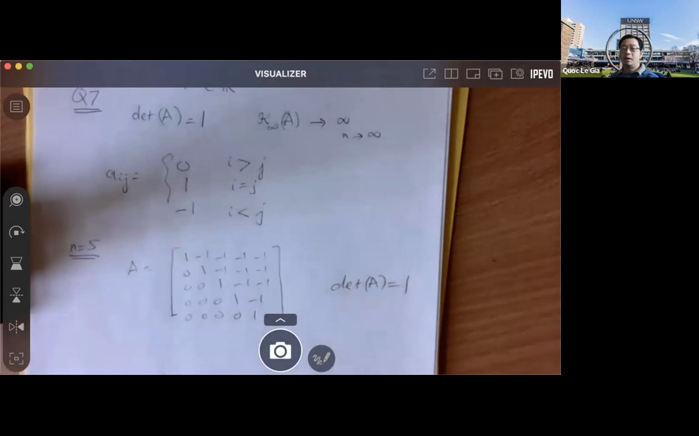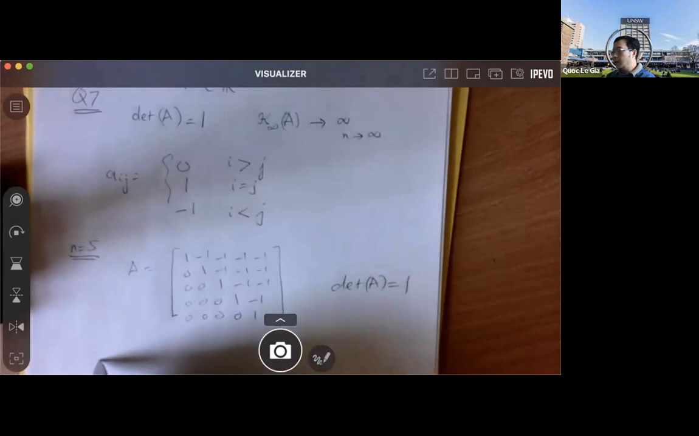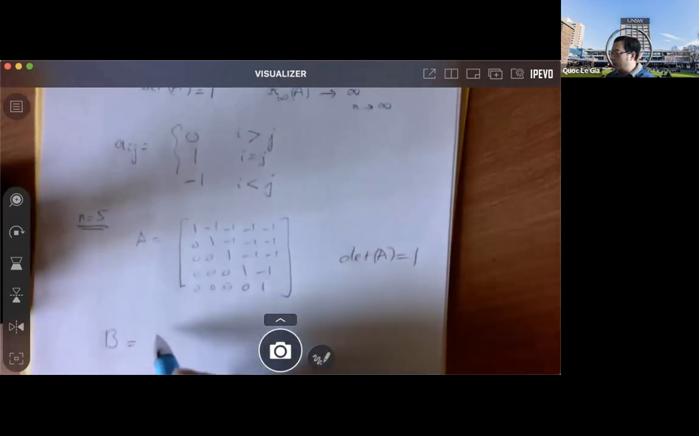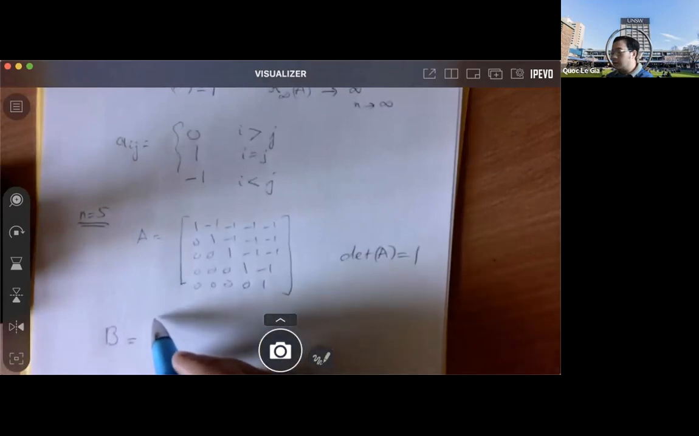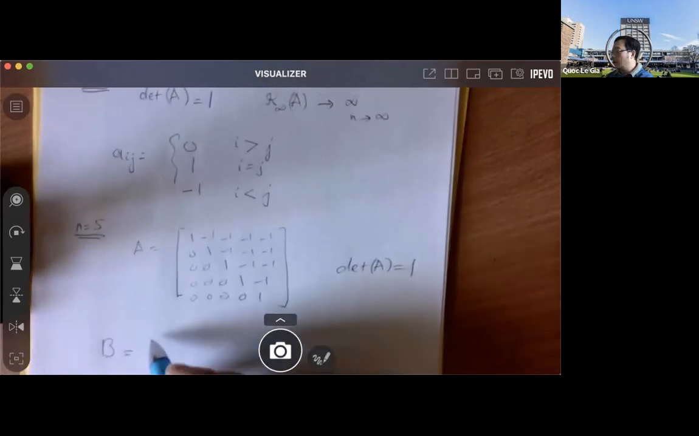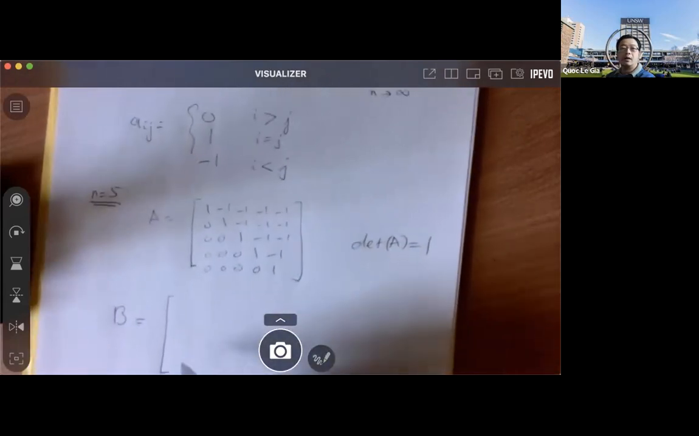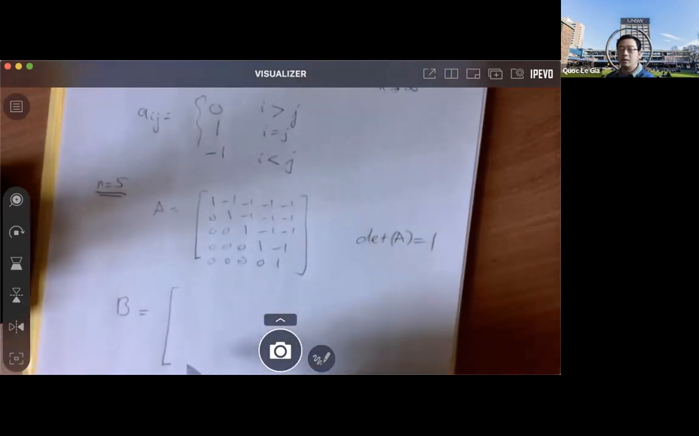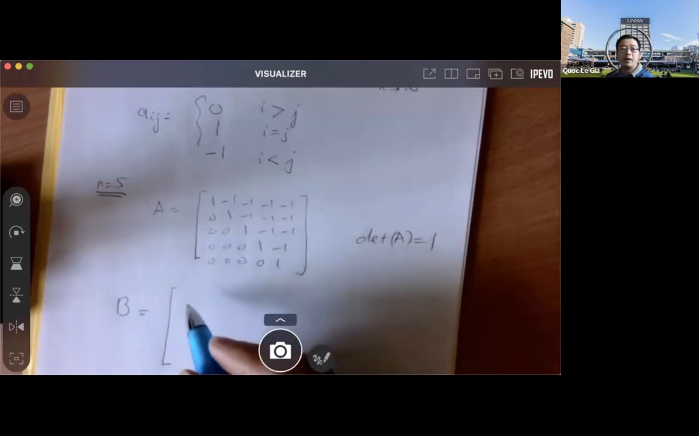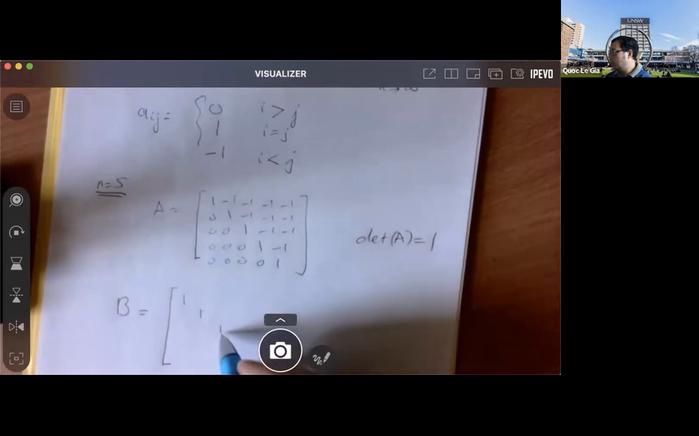So the matrix B, the inverse of the matrix A. Somebody claimed that this matrix B is the inverse of the matrix A, where n equals 5. Okay, so B is just 1, 1, 1 in the diagonal, and the lower diagonal is just equal to 0 as well.